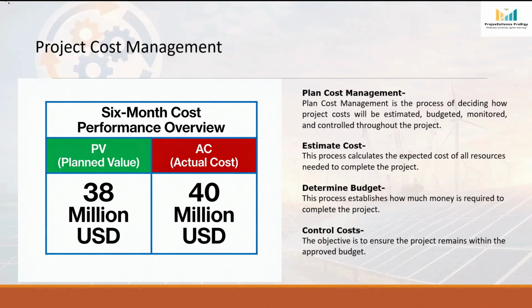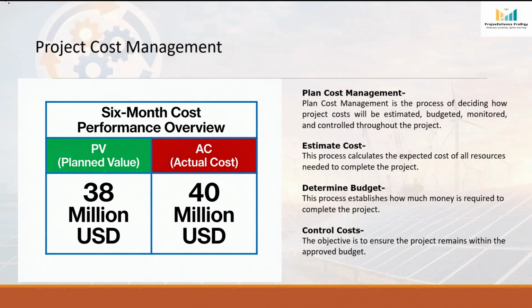Let's continue with our power plant project. Suppose after 6 months, according to the cost baseline, the project should have spent a half of the budget, which is 38 million US dollars. However, the actual spending has already reached 40 million US dollars. So this indicates that the project is over budget.